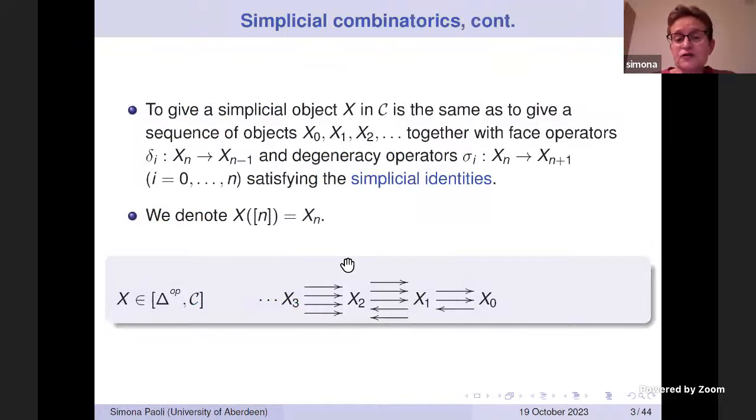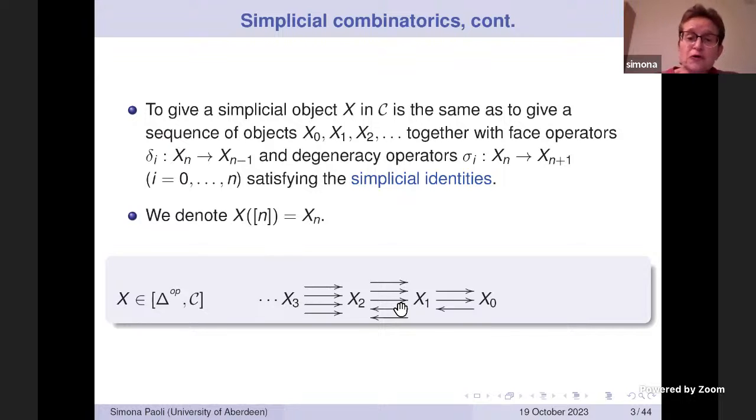A simplicial object can also be presented as a sequence of objects. Here, X_n is X at the ordinal n. And these are connected by so-called face maps, one pointing towards the right, and the degeneracy maps pointing towards the left, subject to the simplicial identities. As you know, these things arose really in topology because simplicial sets are a model of spaces. That's a famous result of Kan.